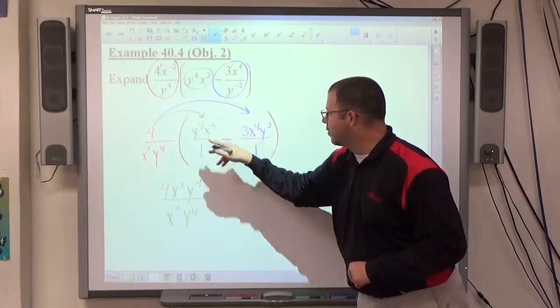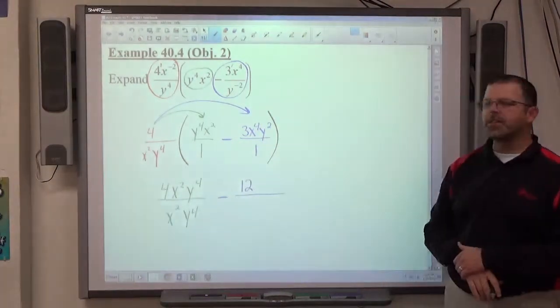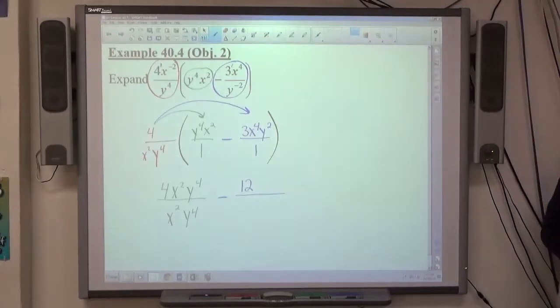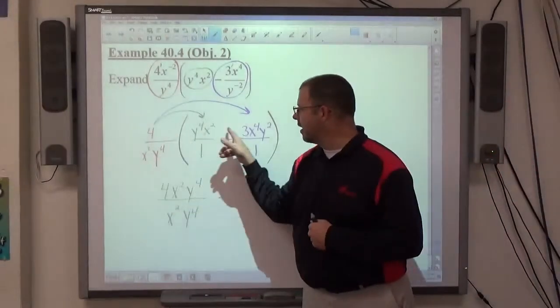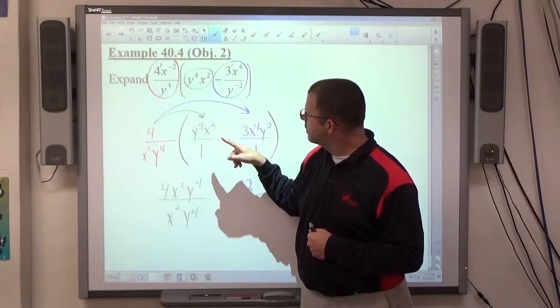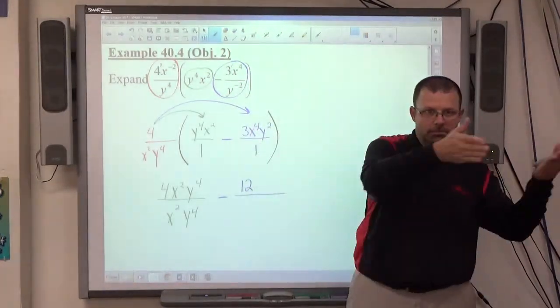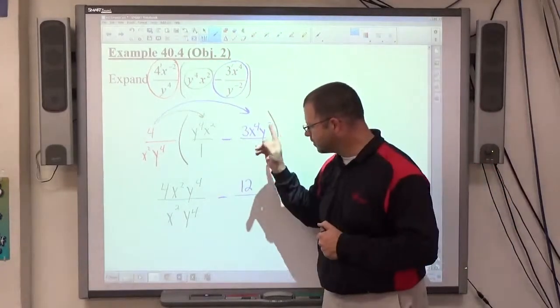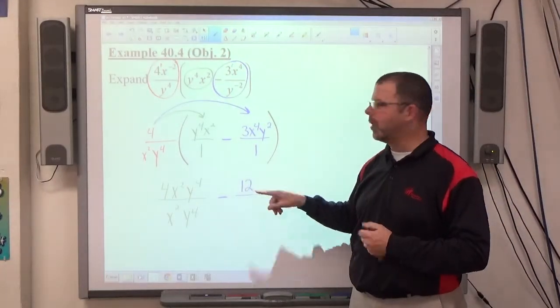4 times negative 3 is a negative 12. Here's another thing that happens to some people sometimes in these problems. You multiply x's, you add powers. You multiply numbers, you multiply numbers. If I multiply letters, x times x, then I add the powers. But 4 times 3 is equal to 12, not 7. Be careful that we're multiplying.